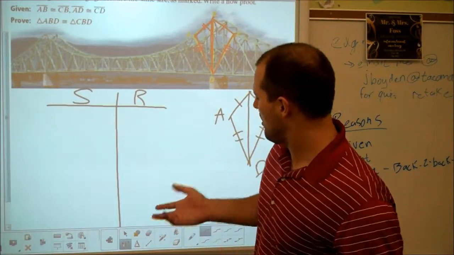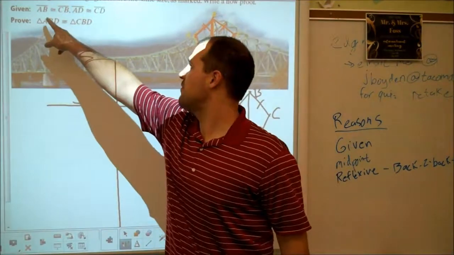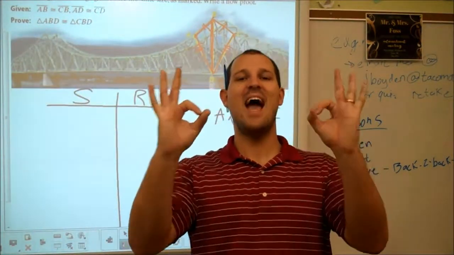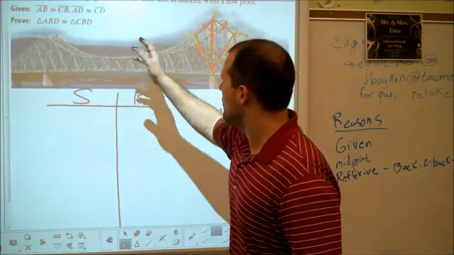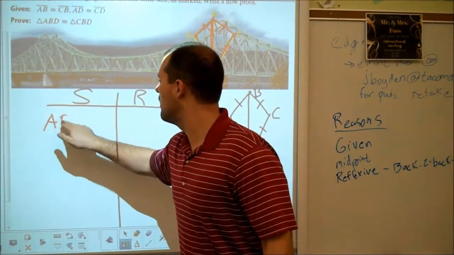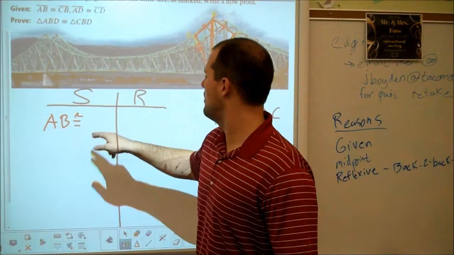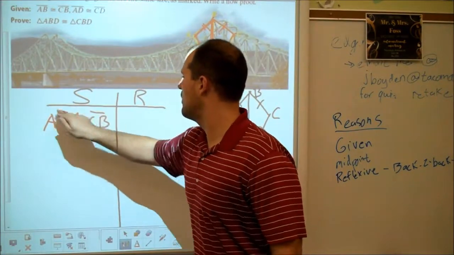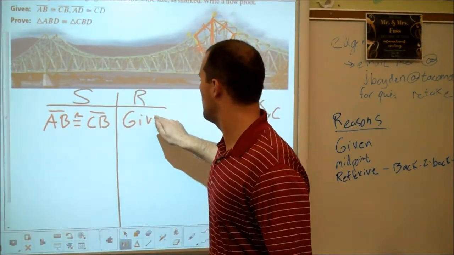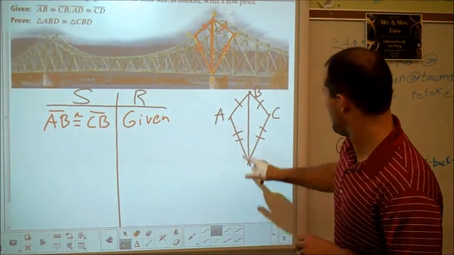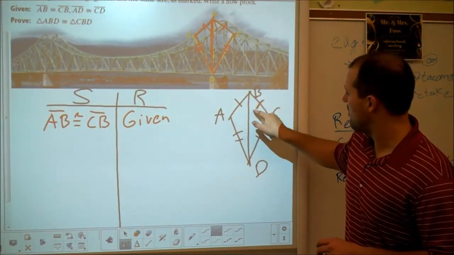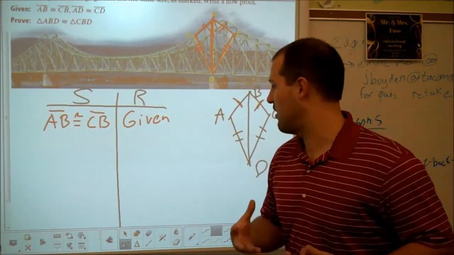Okay, and so all I'm going to do, I'm going to look up here at the given information and I'm going to write it down exactly as it was given to me. So AB is congruent to CB. Given. Let's see, did they mark that on the picture? AB, CB, they each have 1 tick mark. Okay, so that was already given on the picture.